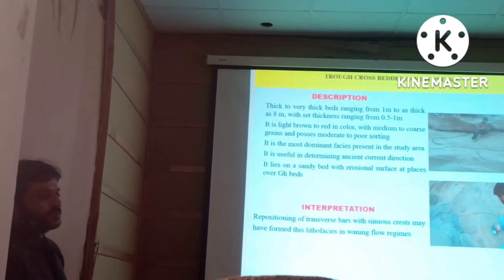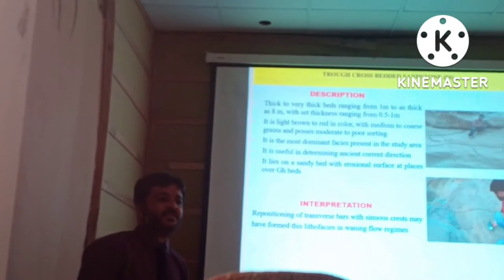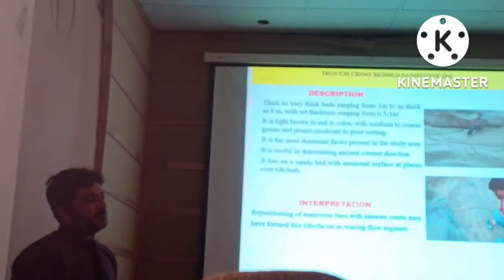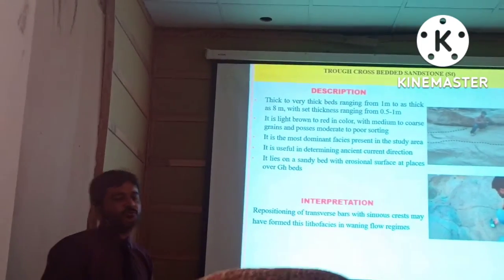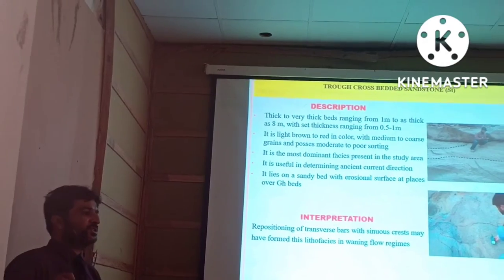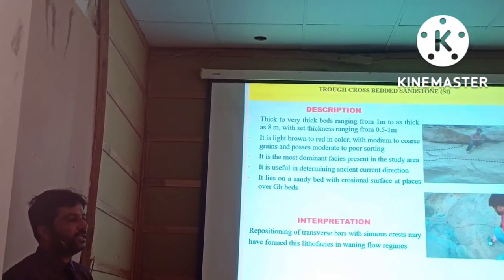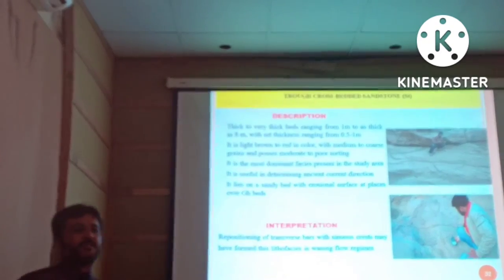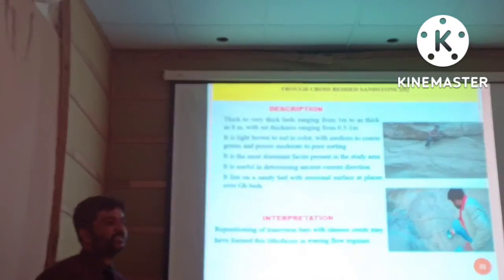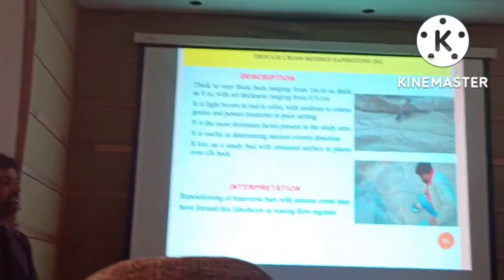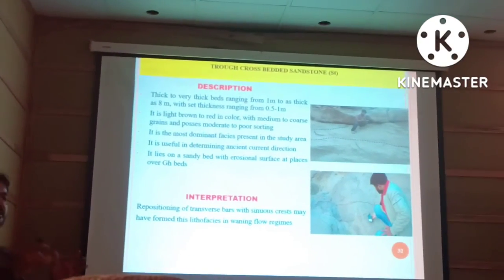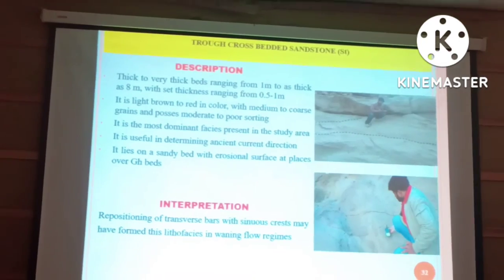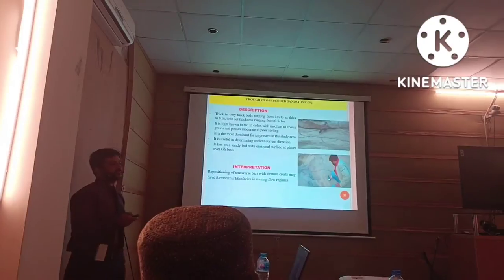Since trough cross bedding is very important in the identification of paleocurrent trend, if, for example, we are in an area where we don't know the direction of the source and where these rivers were flowing, then, if we have many cross bed measurements, we can come up with a statistical average for the direction in which that particular river was flowing. So trough cross bedding is very important in this case.